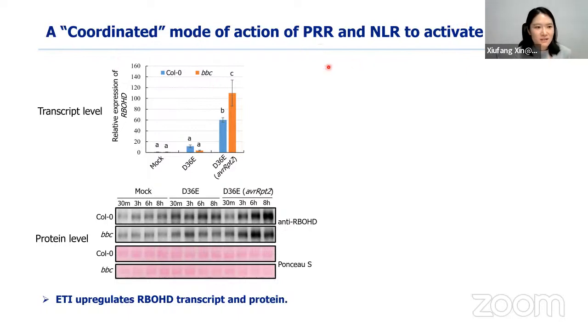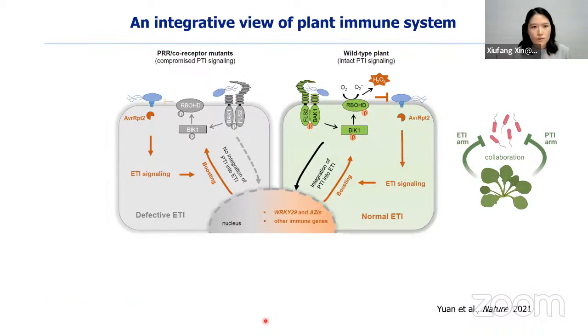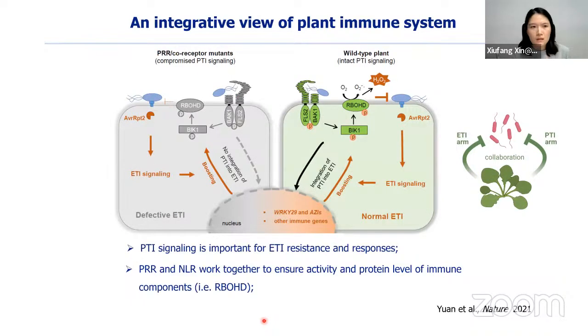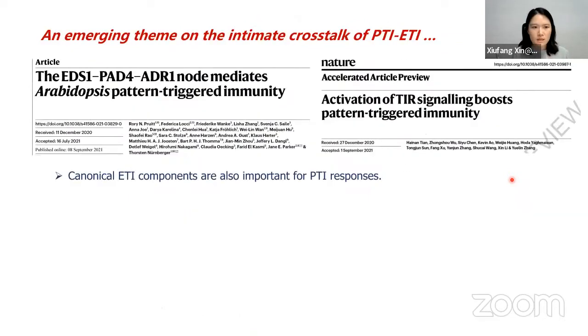Just one last piece of data showing that these two pathways coordinate to fully activate RBOHD. One can upregulate the transcription and protein level, and the other is for the phosphorylation. So the take-home message is that the PTI and ETI pathways can collaborate and are synergistic to each other. I'm not going into further detail. Again, we published this paper side by side with Dr. John's lab, and we took complementary approaches that support each other.